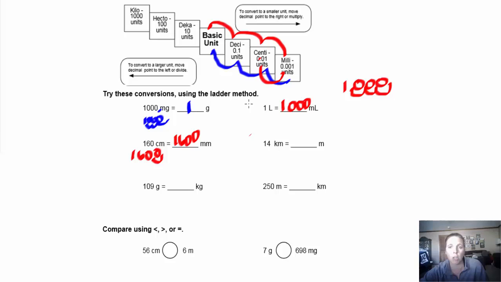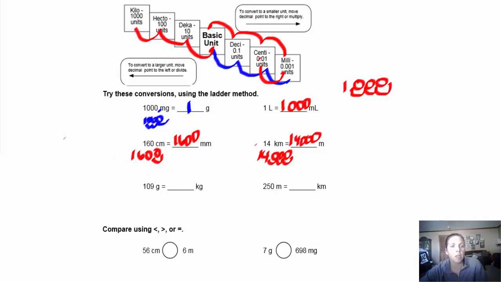because millimeters are smaller. Okay, so if we have kilometers, which is what this one is, and we're going to meters. So we start with kilometers, we're going to meters, that'd be the basic unit. So we're going to the right 3. So we'd start here 1, 2, 3. So that would be 14,000 meters, which again makes sense because kilometers are bigger.